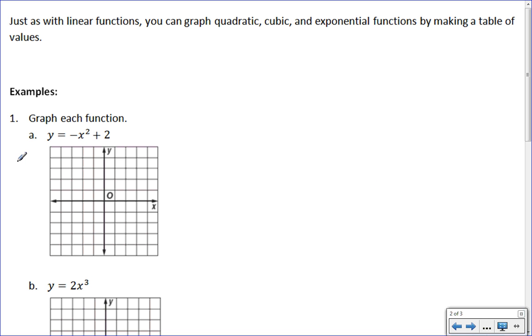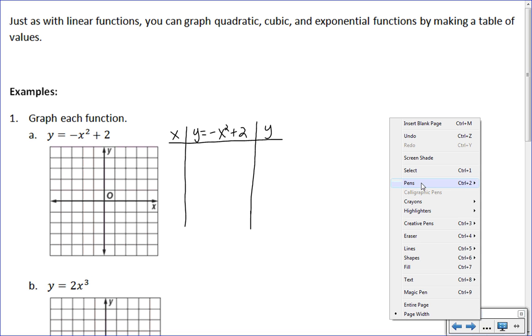Okay, so graph each function. And the first one we're going to start out with is y equals negative x squared plus 2. And this is a quadratic function because the largest exponent for x is a squared. So that's a quadratic function. So we'll make a table of values. And I'm going to leave space in the middle for us to work out the value of y, because these are a little more complex than the other equations we've had so far.